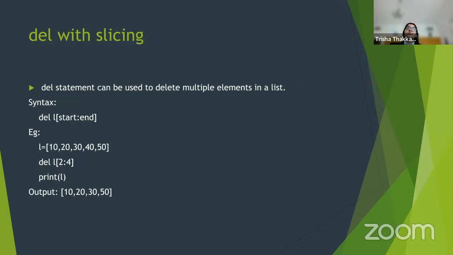The del statement with slicing. This can be used to delete multiple elements from a list. And the syntax for this is del L[start:end]. Over here, if we would like to delete the values that range from the index 2 to 4, the statement would be del L[2:4]. And when we print it, it would give us 10, 20, 30, 40.